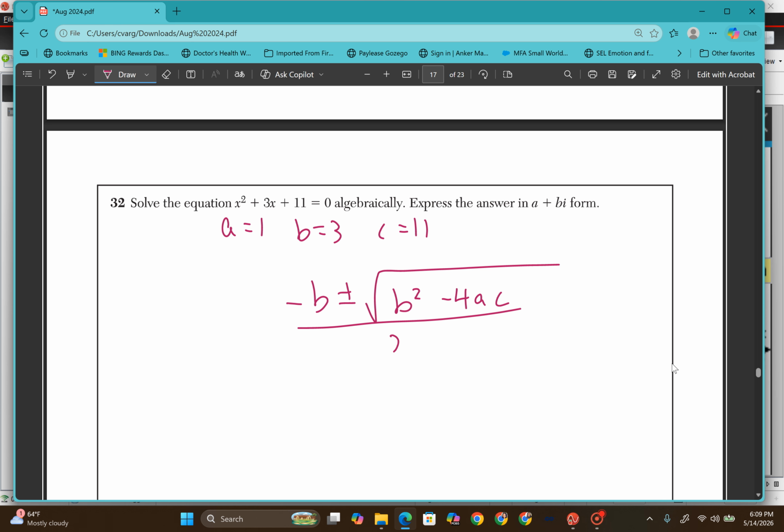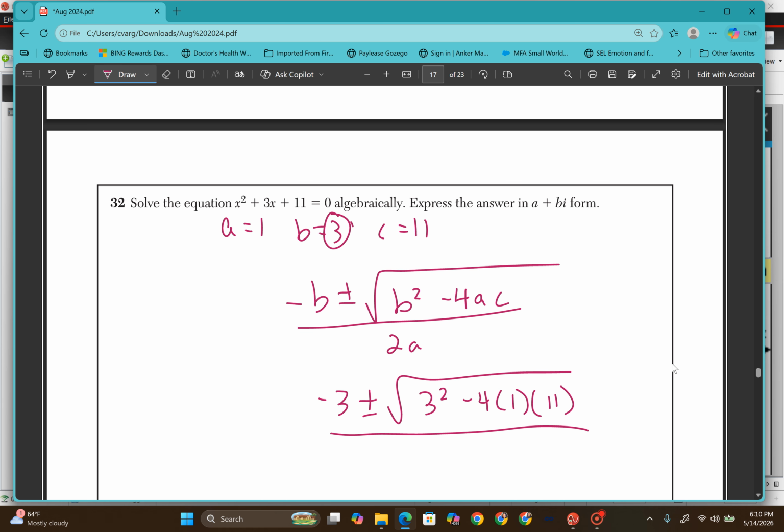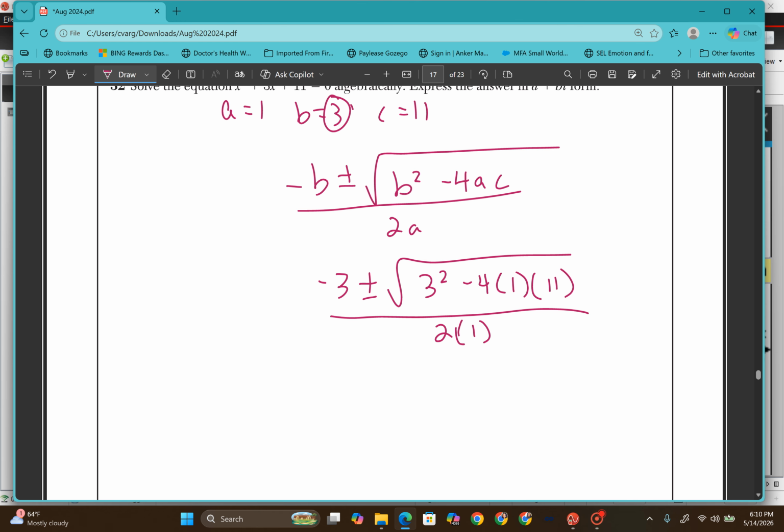So opposite of b, whatever the b is, you're going to do the opposite. So this is negative 3 plus or minus square root of 3 squared minus 4 times 1 times 11 all over 2 times 1. So we take whatever's under the radical and you just plug it into the calculator. You're going to get, most of us got this, negative 3 plus or minus the square root of negative 35 all over 2 times 1, which is 2.